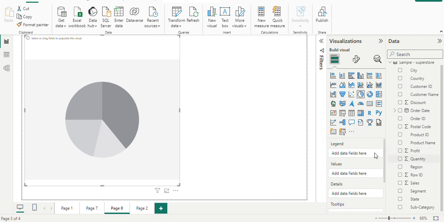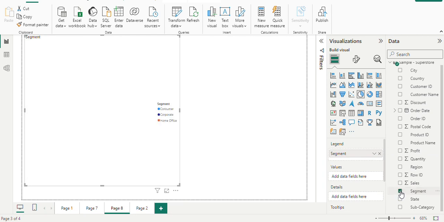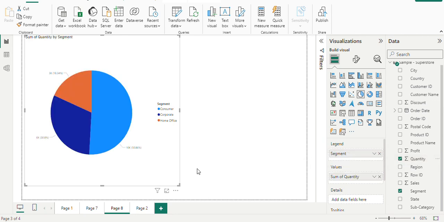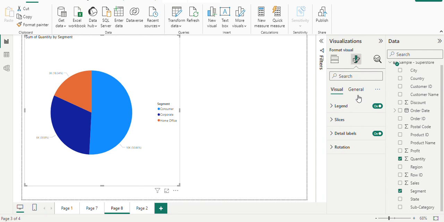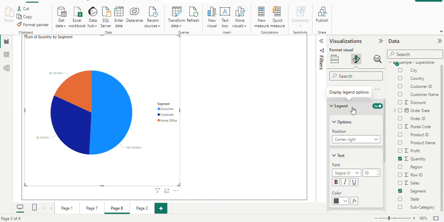First, it includes the legend as a segment. We have three segments and sum of quantity as a value set. So these are the three legends, and we can modify the colors and everything over here.